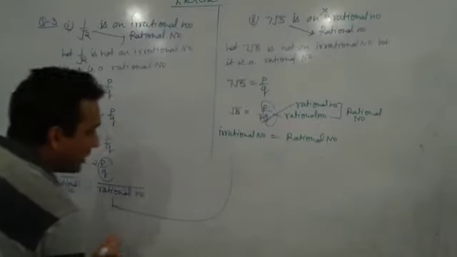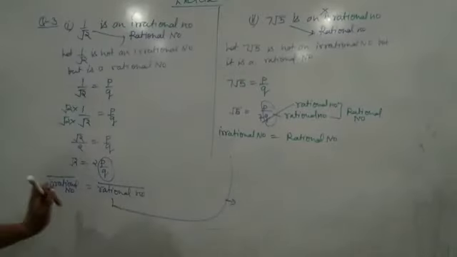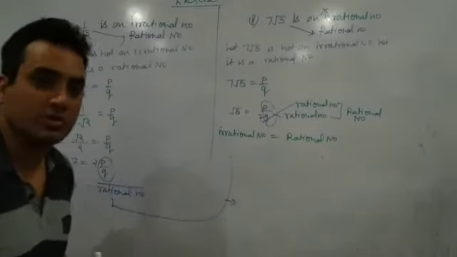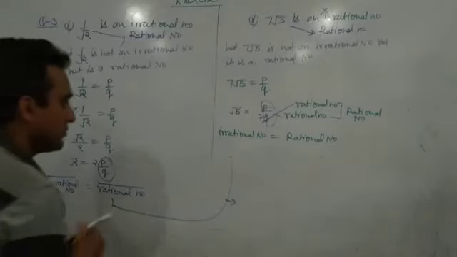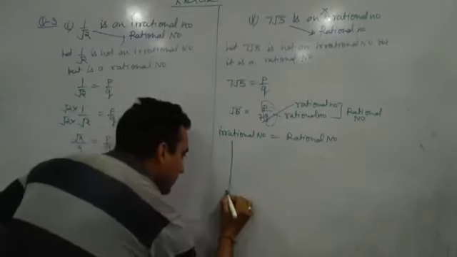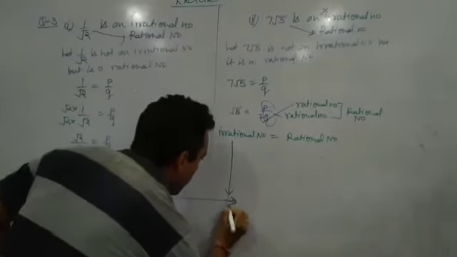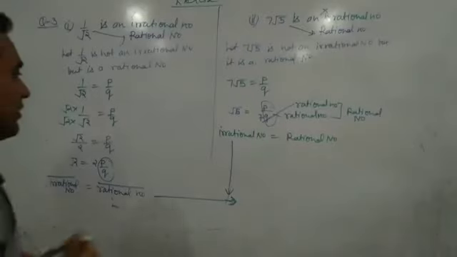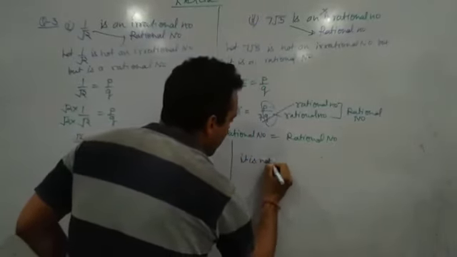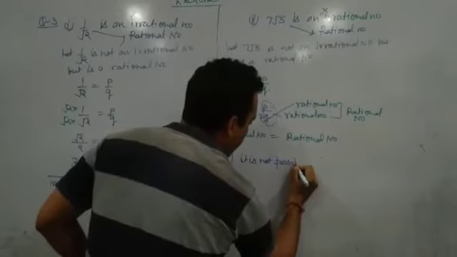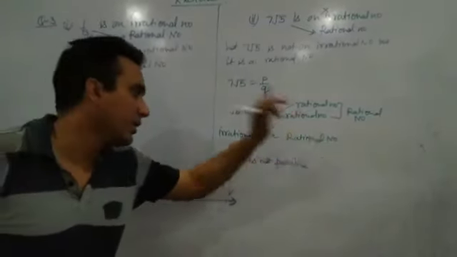I am writing here a common statement, but you have to write separately for the questions. Now again, if we are having irrational number is equal to rational number, common statement for both, then it is not possible. It is not possible because an irrational number cannot be a rational number.